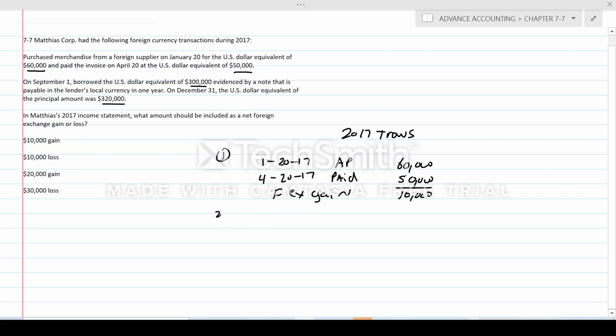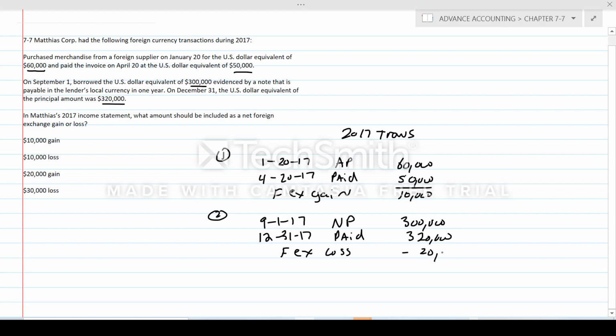Now they had a second transaction where on September 1st of 17, they had a note payable for $300,000. Then on December 31st of 17, they paid their note payable for $320,000, resulting in a foreign exchange loss of $20,000.